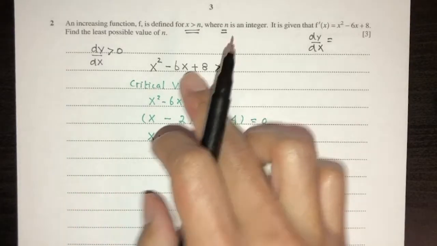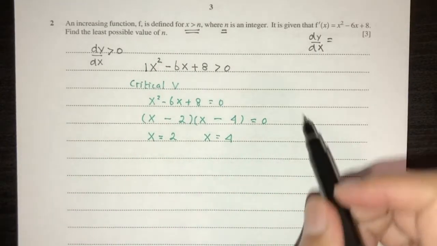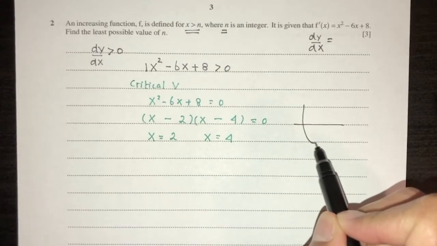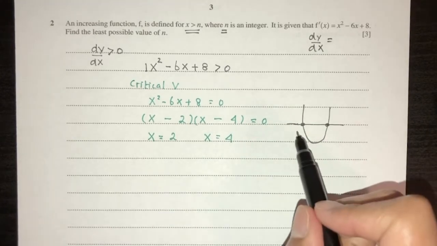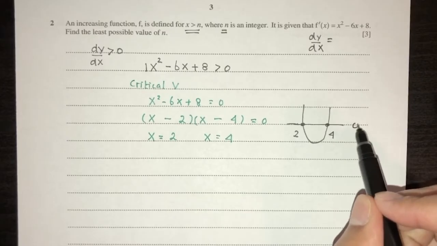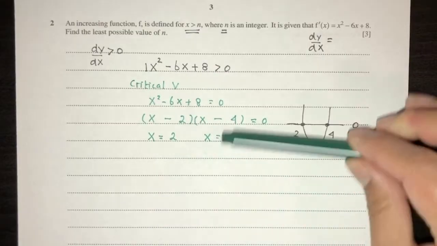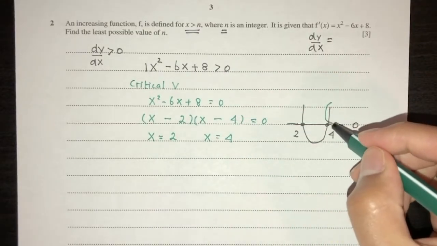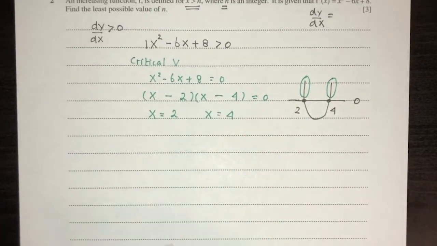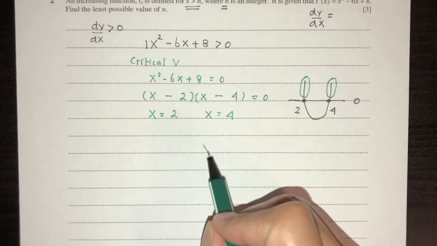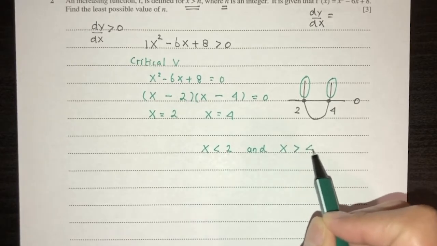Now we have to go back to this equation. As you can see here, the coefficient of x squared is positive, so your graph will look something like this, a minimum curve. So here will be our 2 critical values. That will be 2 and that will be 4, and this is your line 0. Here we need it to be above 0. Above 0 will be this one and this one. So what are the values that will satisfy this equation? Basically, x has to be less than 2 and x has to be more than 4.